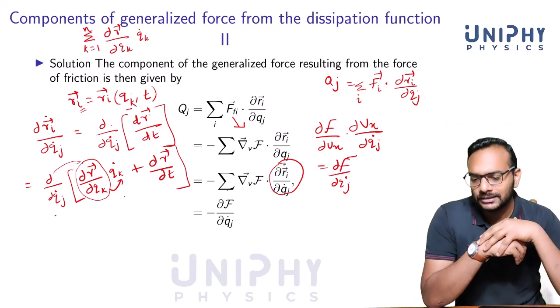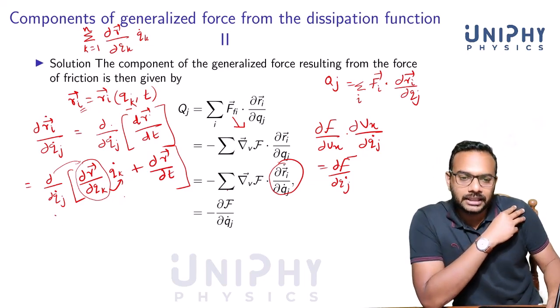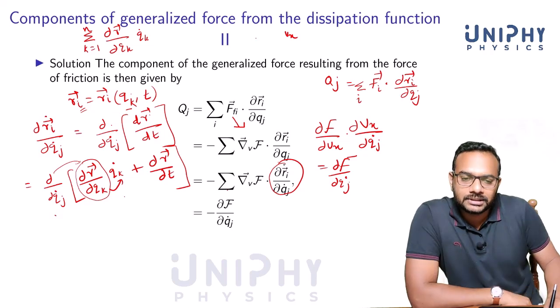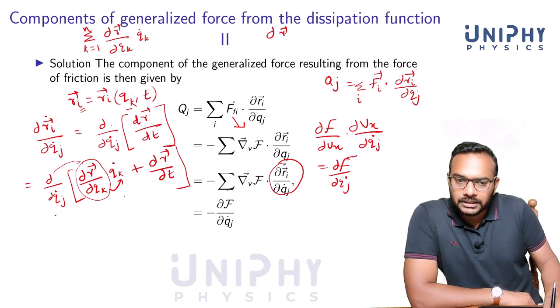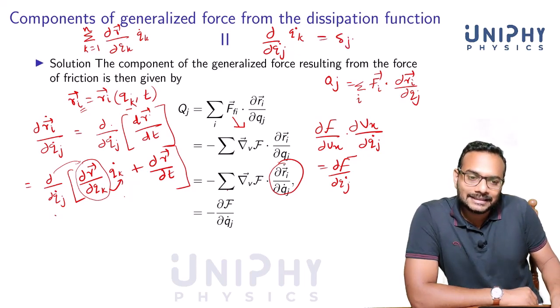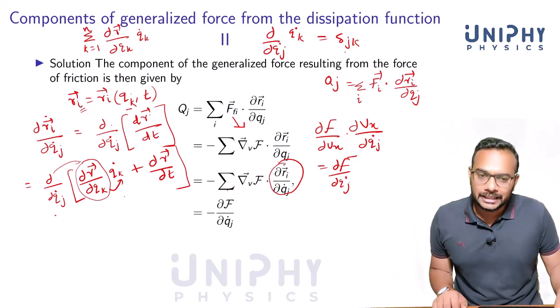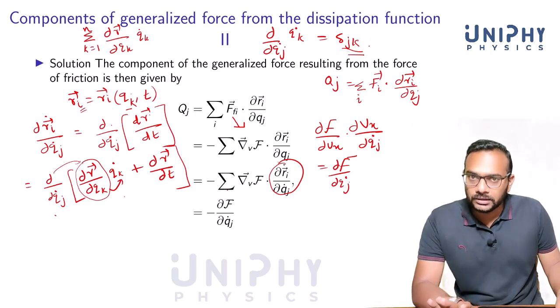This is 1 if k is equal to j. For example, if you have something like v_x and you take the derivative with respect to v_y, then it's 0. But if you take the partial derivative with respect to v_x, ∂/∂v_x of v_x, this is equal to 1. So generally we can write ∂/∂q_j dot of q_k dot, I'm just looking at this term, as delta_jk. Delta_jk is a Kronecker delta. It means that if j is equal to k, this is equal to 1. If j is not equal to k, this is equal to 0.